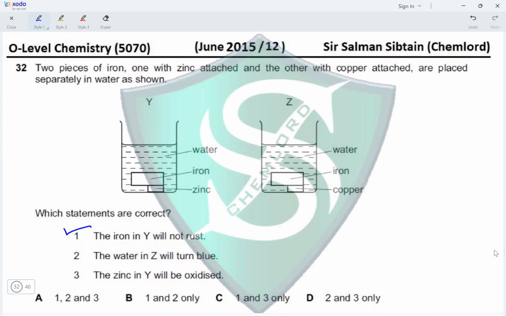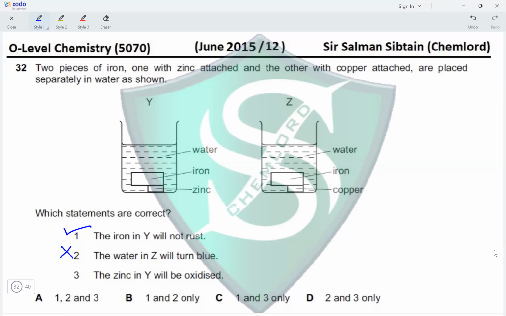Statement two, the water in Z will turn blue, which means that the copper would react with water and produce copper 2 positive ions, which are blue in color. This will not happen because copper is less reactive than iron. So in Z, iron would rust by reacting with water and copper would not react. So statement 2 is incorrect.